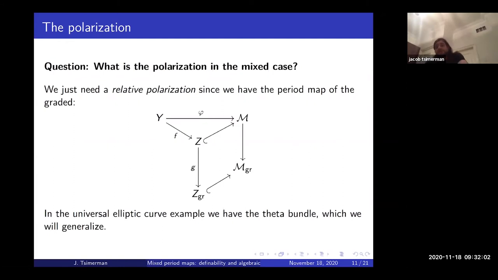And so in the universal elliptic curve case, or more generally in the abelian variety case, if you look at the universal family of abelian varieties, you have the theta bundle. And that's going to be the thing that we generalize in order to get this relatively ample bundle on M over its graded.